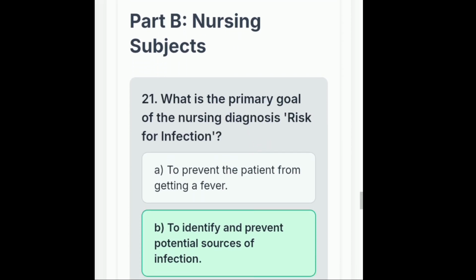Part B, nursing subjects. What is the primary goal of the nursing diagnosis risk for infection? Option A, to prevent the patient from getting a fever. Option B, to identify and prevent potential sources of infection. Option C, to administer antibiotics to the patient. Option D, to encourage the patient to be in crowded room. B is the correct answer.